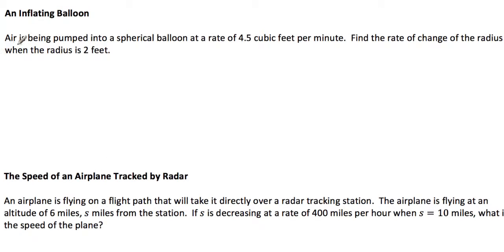All right, example 2. Suppose air is being pumped into a spherical balloon at a rate of 4.5 cubic feet per minute, so cubic indicates volume. Find the rate of change of the radius when the radius is 2 feet. So I'm going to start by sketching a balloon. It's a spherical balloon, so step 1, draw the picture just so you can visualize it, and then label all of the variables. Identify everything that we're working with.